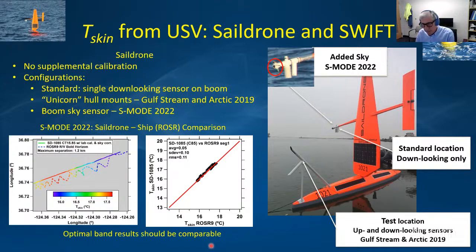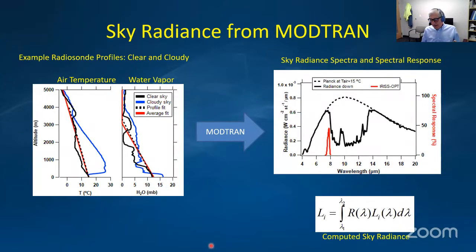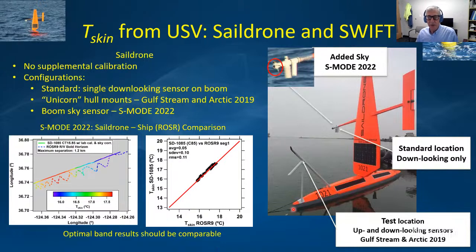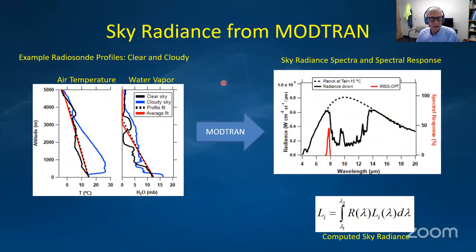Just looking at my time here. The idea, though, is from a USV, it would be better if we didn't have to put an additional sky measurement on there because of a number of things. And so this optimal band gives you this possibility of modeling the sky radiance. So we've looked into that using our S-MODE data where there were a lot of radiosondes.